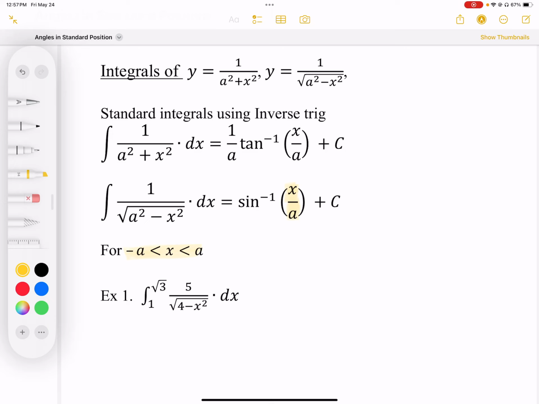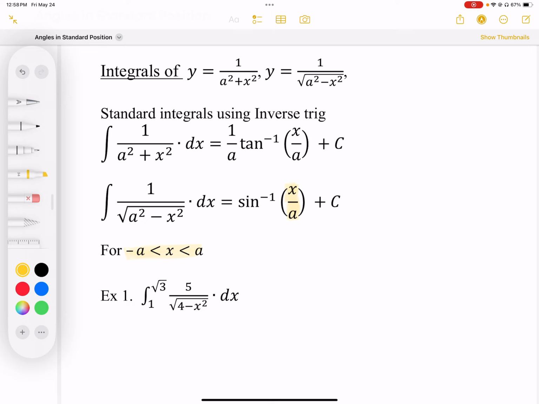When we have integrals in the form of 1 over a squared plus x squared, we can now use that as a standard defined integral. And that integral is going to look like this. It's going to be 1 over a arctan x over a plus c. And when we have integrals of the form 1 over the square root of a squared minus x squared, that is an arcsine form. And we're going to put it into arcsine x over a.